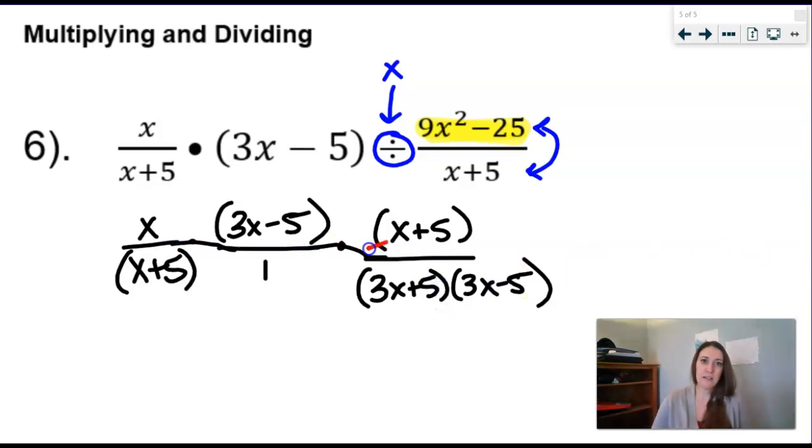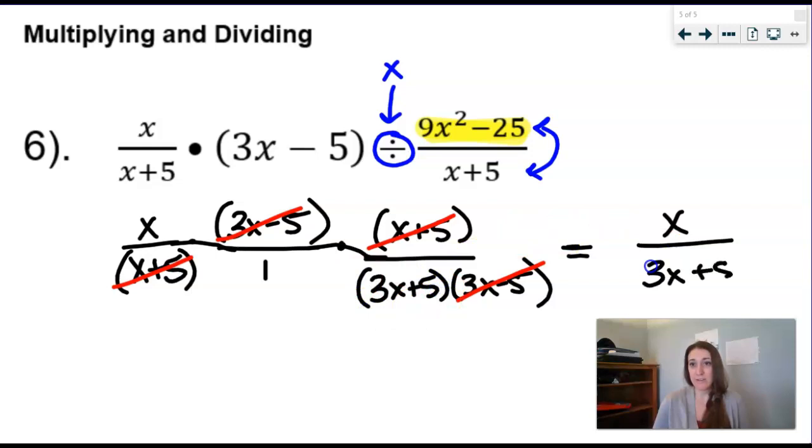So I'm seeing an x plus 5 is gone. I'm seeing a 3x minus 5 is gone. Watch out. Don't cancel the wrong thing, Abruzzo. And then what do we still have left? Well, we still have an x up in the numerator, and we still have a 3x plus 5 in the denominator. This is your final answer.